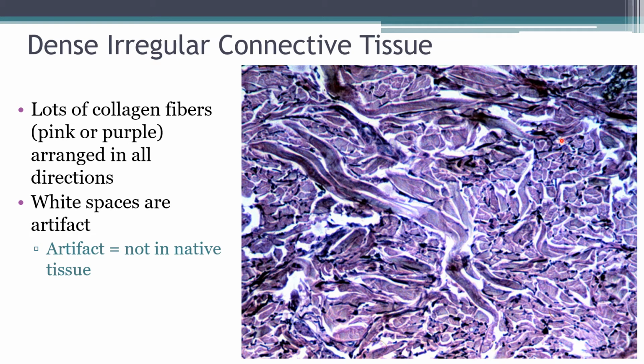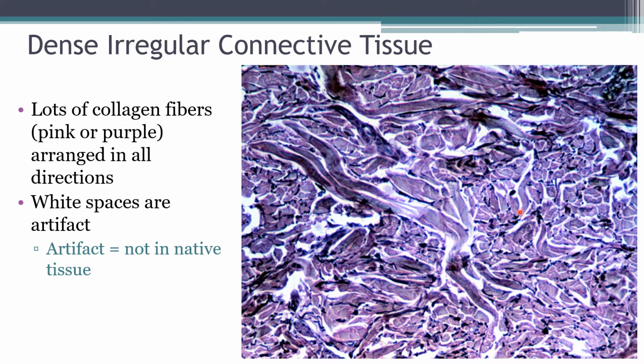Now you do see a lot of white space in this particular slide, right? And you might be tempted to think that that's ground substance, but it's actually not. The white spaces that you're seeing here is artifact. Remember, artifact is something that you're not going to see in the native tissue. It's something that's introduced when the tissue is prepared to be sliced and put under the microscope. So the reason you're seeing all this white space in this tissue in particular is because this is like a bunch of cylindrical bundles. Imagine like a bunch of sticks kind of bundled together in all directions.